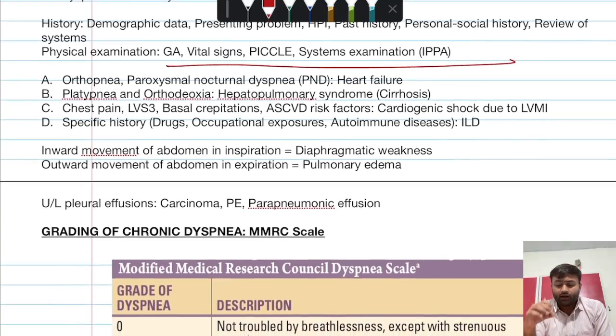So I will just give you a basic idea that if the patient is having orthopnea and paroxysmal nocturnal dyspnea, then you should think of heart failure. So orthopnea means the patient is having difficulty breathing when he tries to lie down, whereas platypnea means the patient is having breathing difficulty when he stands up. Rather, when he is supine, then the patient is normal. Okay, and orthodeoxia means the fall in oxygen saturation that occurs after the patient stands from a supine position, and if that occurs, you should think of hepatopulmonary syndrome or cirrhosis.